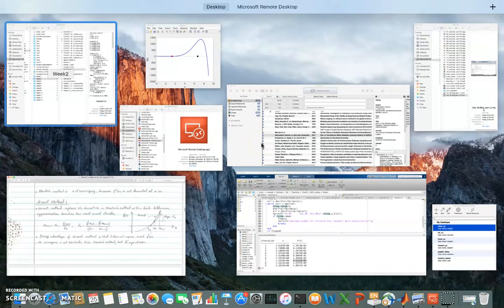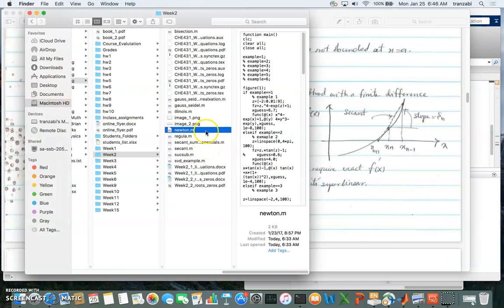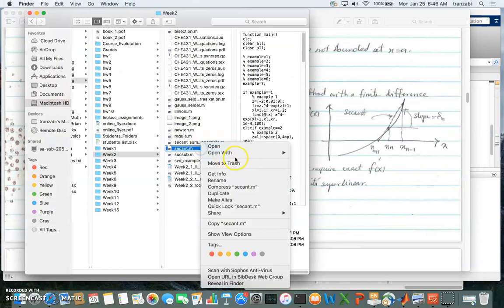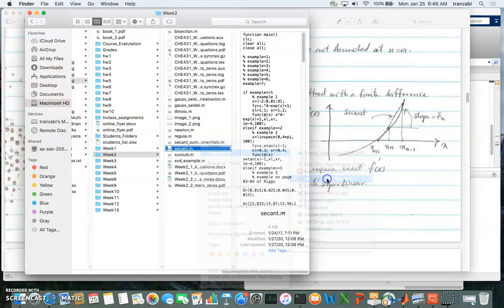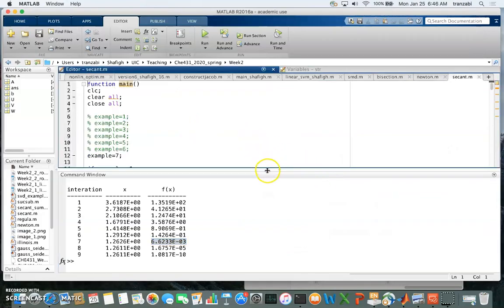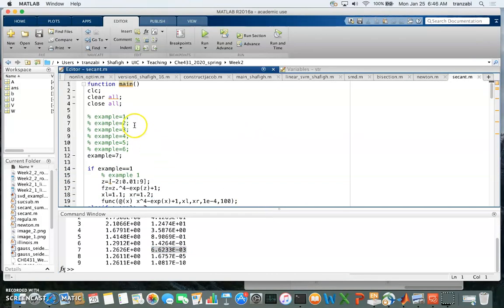So let's look at the script, how we can write the secant method to solve for the root of a function. I think some of the functions are very similar to Newton's method. We're going to clear the screen, clear all the variables, and close all the figures. Let's look at the first example, which is pretty much the same function we used in Newton's method.